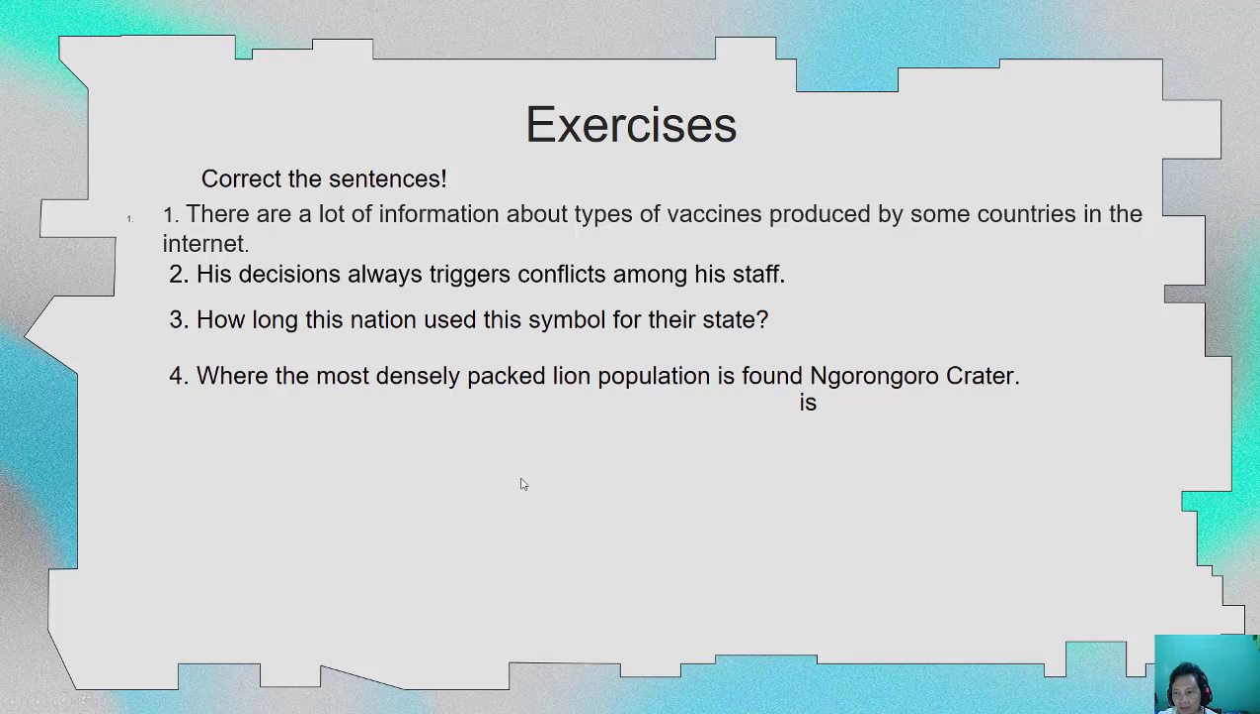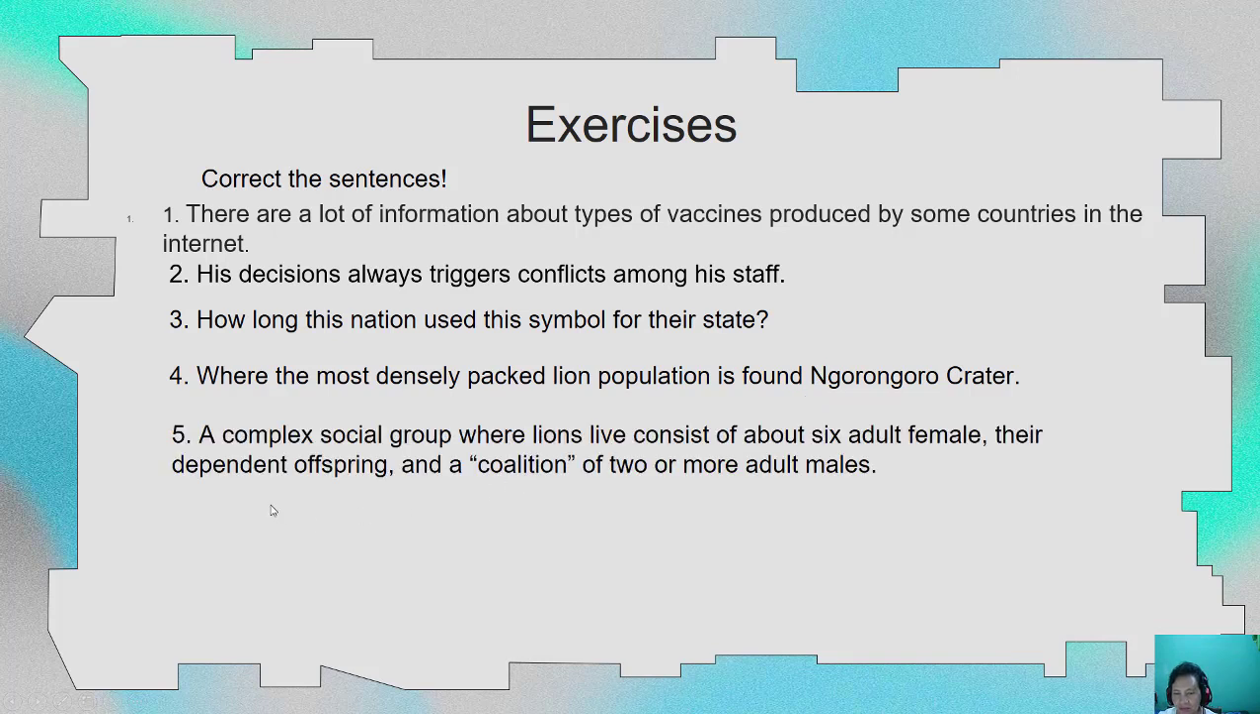Okay, the next, I think this is the last. A complex social group where lions live consists of about 6 adult females, their dependent offspring, and a coalition of 2 or more adult males. It sounds correct. Oh yes, it sounds correct. But why are there two predicates here? Live and consist. Yes, there are two, because live here is the predicate for the adjective clause, where lions live. This is the adjective clause that explains this one. So what is wrong then? Because the subject is a complex social group. It's only one group, singular. That's why you need S, consists.